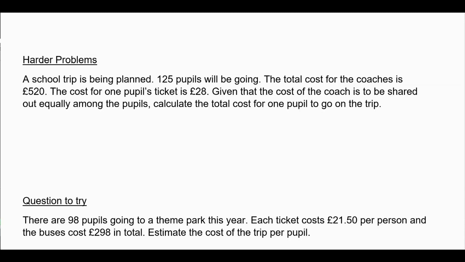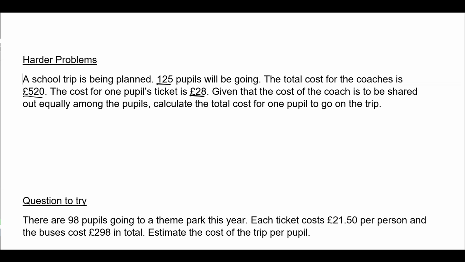Here's a trickier question for you to try. A school trip is being planned, 125 pupils will be going. The total cost for the coaches is £520. The cost of one pupil's ticket is £28. Given the cost of the coaches to be shared out equally among the pupils, calculate the total cost for one pupil to go on the trip.